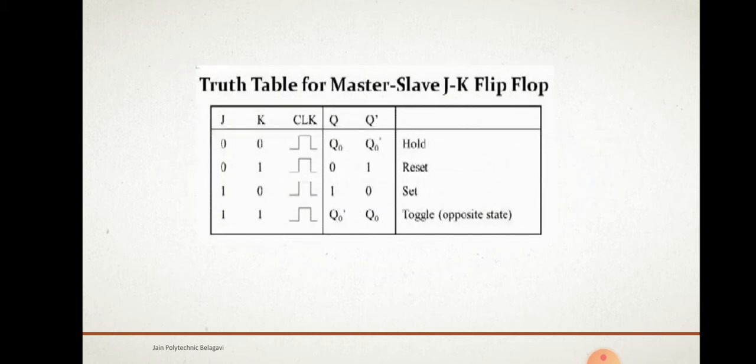There is a truth table. When J equal to 0, K equal to 0, clock equal to 1, the output is Q naught and Q naught bar, that is, the output is in the hold state. When J equal to 0, K equal to 1, and the clock pulse is there, it is a reset, so you will get Q equal to 0 and Q bar equal to 1. When J equal to 1, K equal to 0, you will get 1 0, that is a set. When J and K are both 1, the output is going to toggle, which means when the clock pulse equals 1, the output toggles to the opposite state, so you are getting 1 0, 0 1.